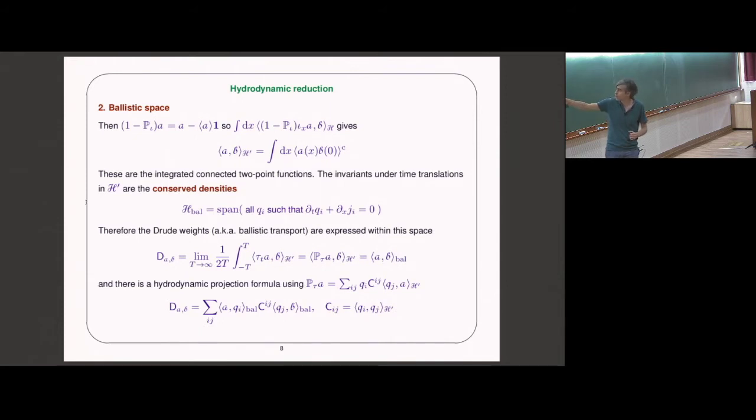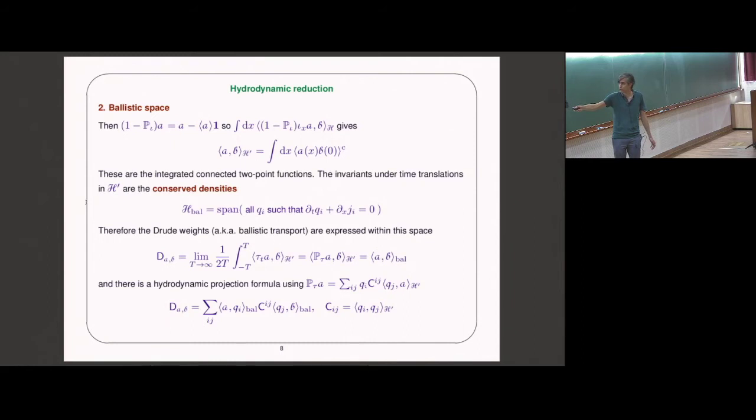And if you take the average over time, you just project over the time invariance of space, which is something that I showed in my lecture last week. And so you get just the two-point function of the ballistic space. So it's just a formal rewriting of something that we know well. And then, of course, you get from this a hydrodynamic projection formula, the usual one, where the Drude weight is written as some projection over conserved densities, inverse matrix of the static covariance matrix, and projection over conserved density of the other operator. And this is a formula that is well known.